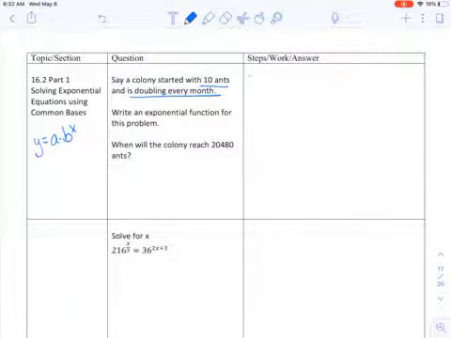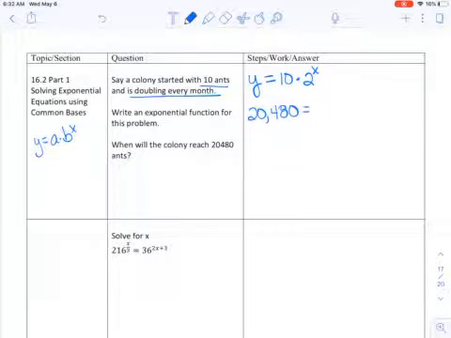So y equals, my initial value was 10. It's doubling, which means my b value is 2. And my x represents however many months. Okay, and then it wants to know when will the colony reach 20,480 ants. So that's going to be your y value. 20,480 equals 10 times 2 to the x power.